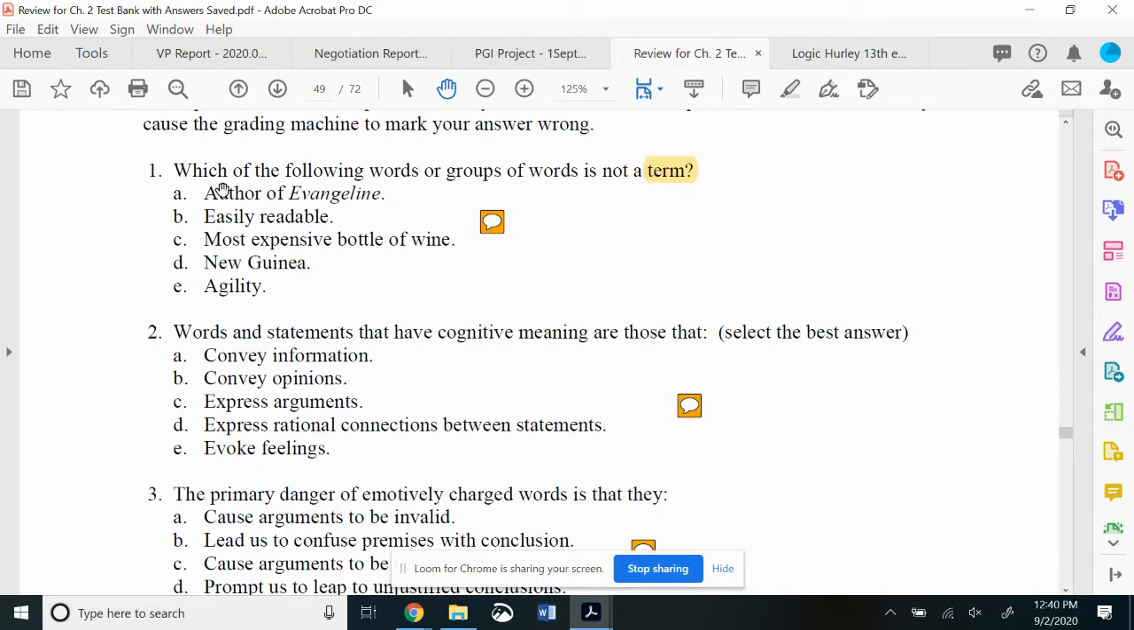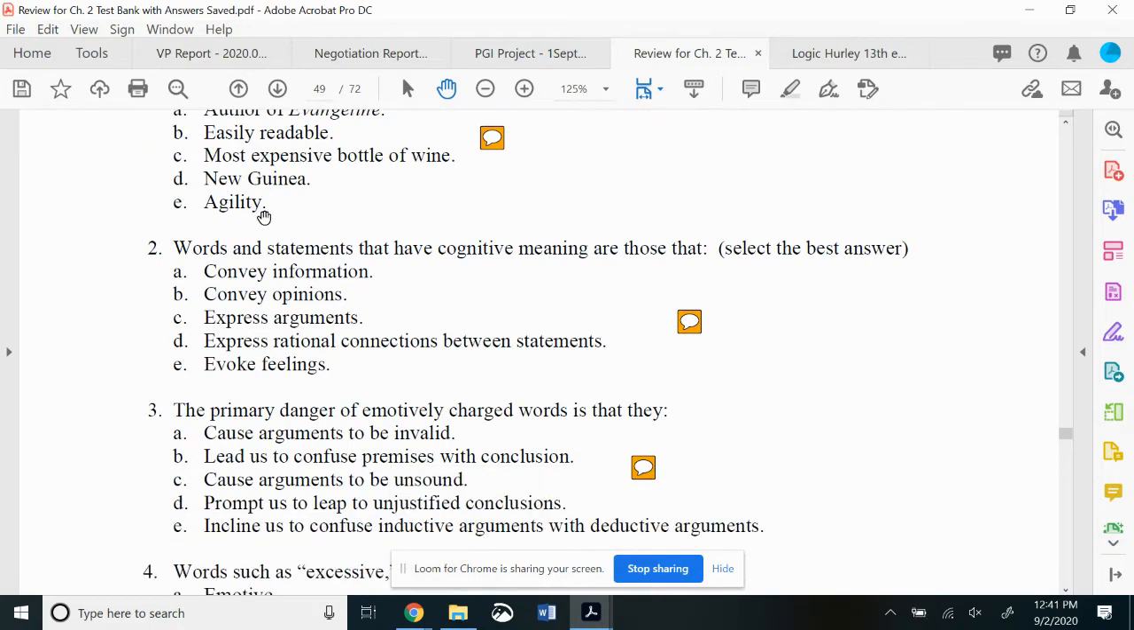So we go over here. Which of the following words or group of words is not a term? Which one is not a term? You can push pause, figure this out. And the answer is, ding dong, B, easily readable. All the rest are terms because they're proper names, common names, or descriptive phrases. Go back to that section in 2.1. Easily readable is not the main subject of a sentence. Reading is a verb, so easily readable is an adverb describing the verb. So we know that that's not a term.